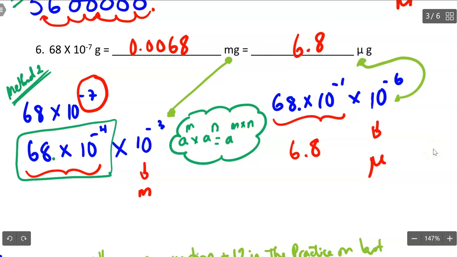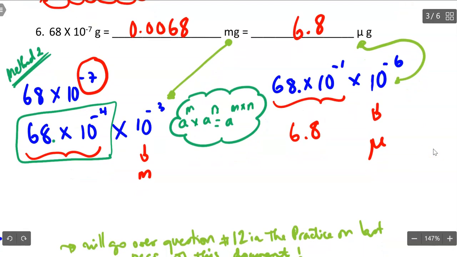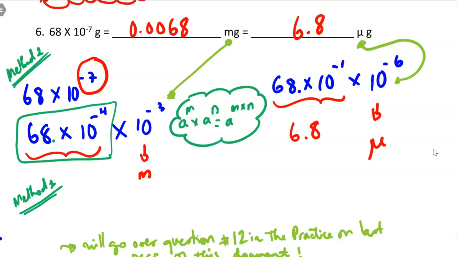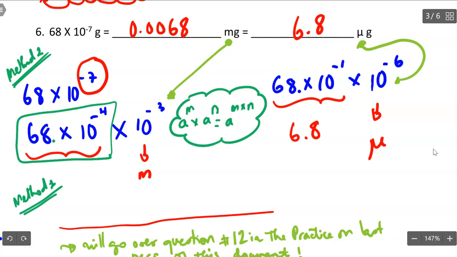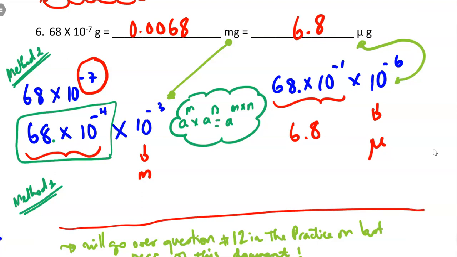So again, if you still prefer method 1, I can do method 1 for everyone. That means I can just convert 68 times 10 to the exponent negative 7 to a decimal notation.